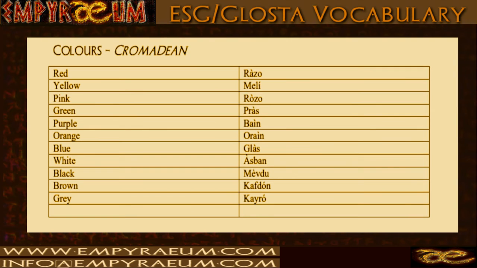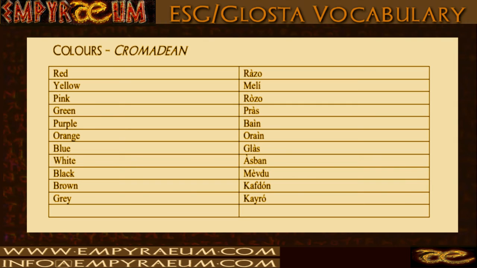Now finally, let's finish up with something most exciting indeed, which are the colours, or the Chromatin. Because obviously we're going to need to know these at some point. We've got red, raso, yellow, meli, pink, roso, green, pras, purple, bain, orange, orain, blue, glass, white asban, black mevdu, brown kavdon, and grey kairo.